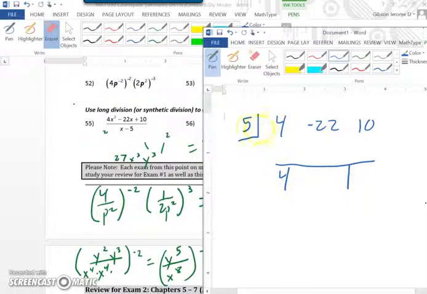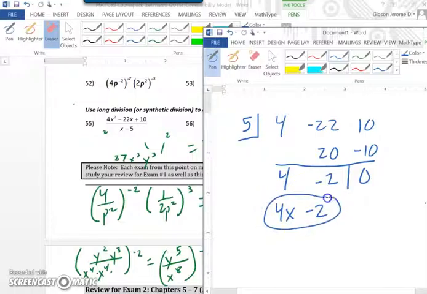So we'll bring down our 4. 5 times 4 is 20. Negative 22 plus 20 is negative 2. 5 times negative 2 is negative 10. And we have no remainder. Now we look here at our highest exponent. Our final answer will have an exponent 1 less than the exponent here. So this would be 4x minus 2. So this would be your answer for problem 55.